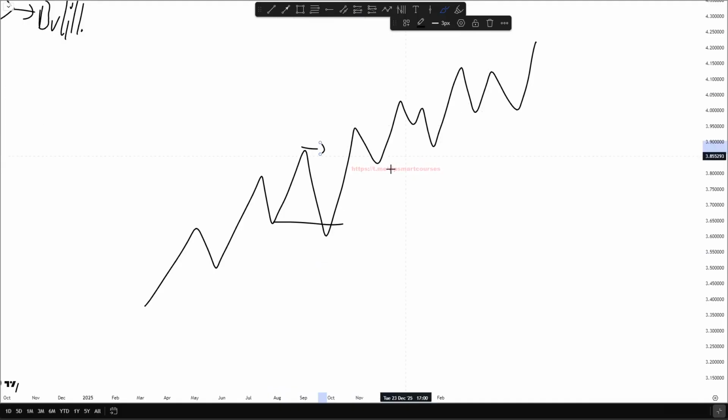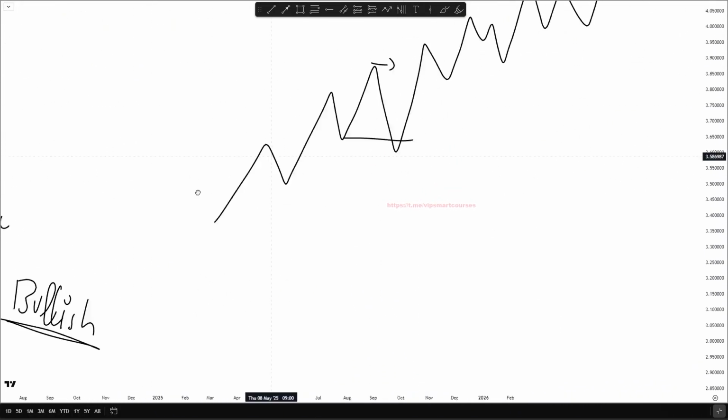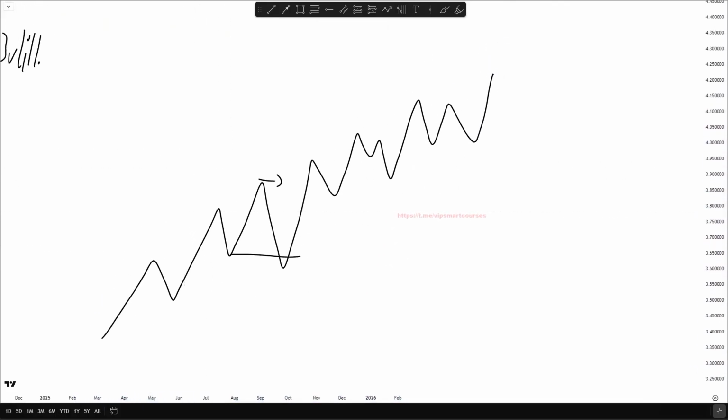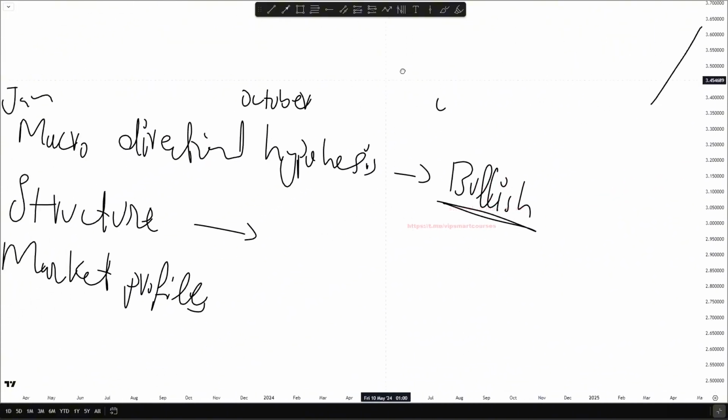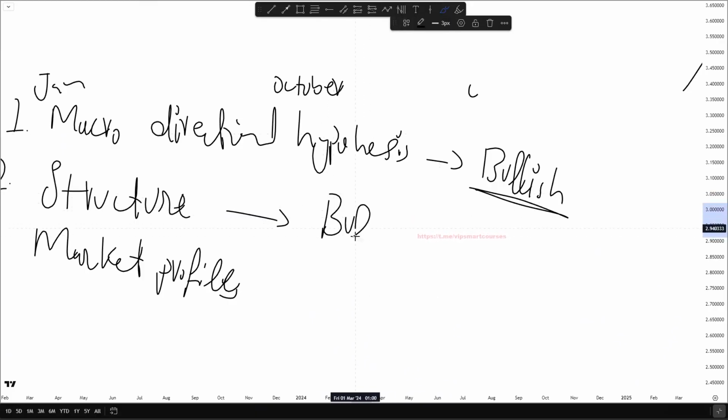Let's say price is moving in a bullish structure, then in that case the structure component validates the macro directional hypothesis, and in that case you would have a clear directional idea, which is that price is moving in a bullish directional trend or the underlying directional idea is bullish. So now we have both the directional hypothesis and structure in alignment with each other, and they are saying that the underlying directional idea is bullish.